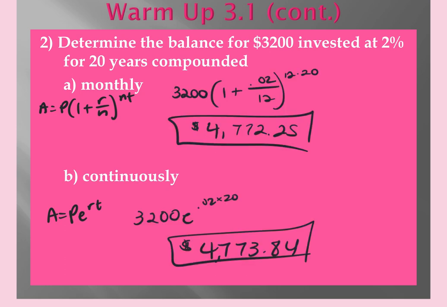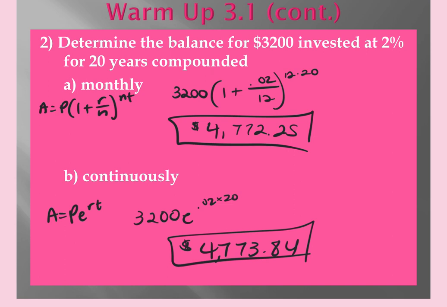All right, so for part A, you should have gotten $4,772.25. Remember, it's money, so we round it to 2 decimal places, and it won't necessarily tell you that. And then for continuous, you should have gotten $4,773.84. Questions?